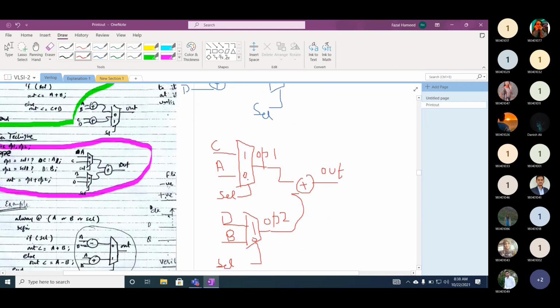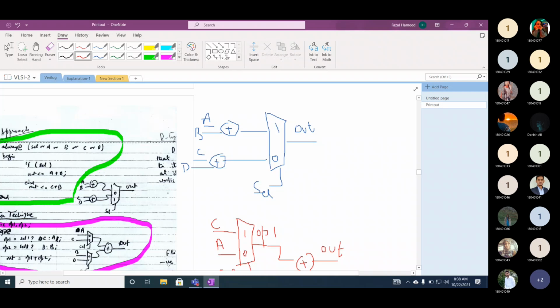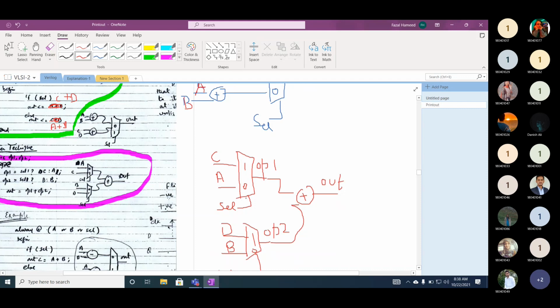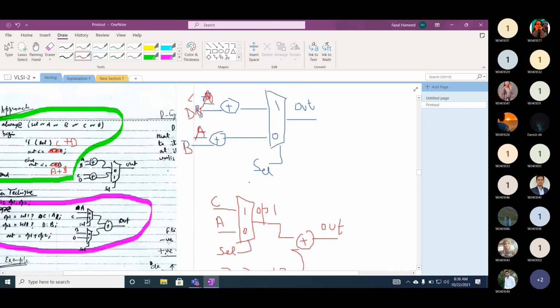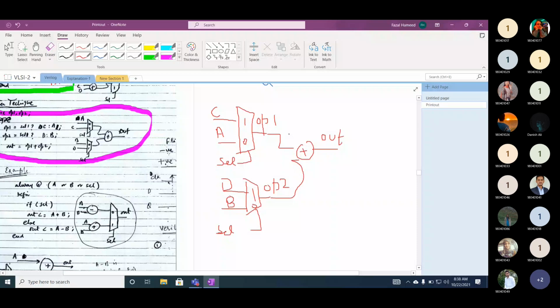It will be C plus D. Okay, now in the above case, you can write it like this. If I change it, it is C plus D. And now A plus B. So here you can overwrite it, C plus D and A plus B. Okay. Now if cell is 1, C plus D. Okay, now if cell is 1, C will come here and D will come here, and output will be C plus D.